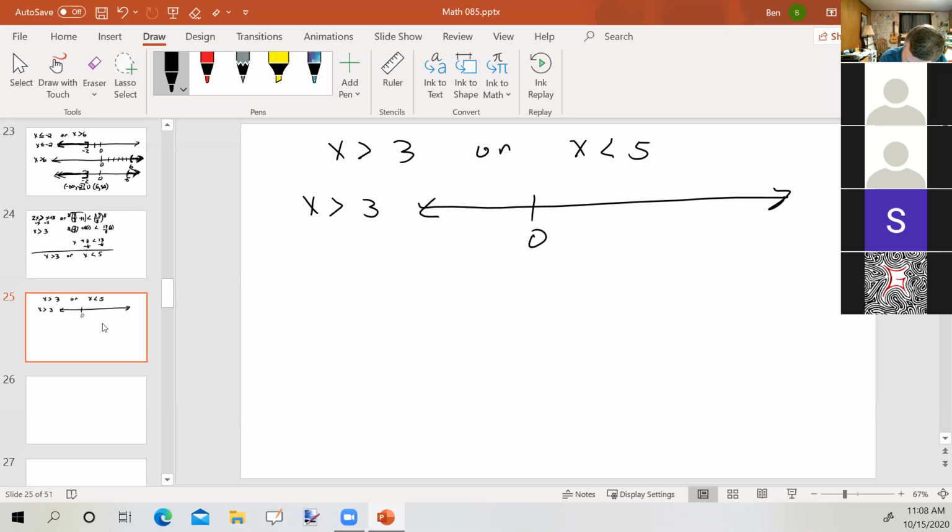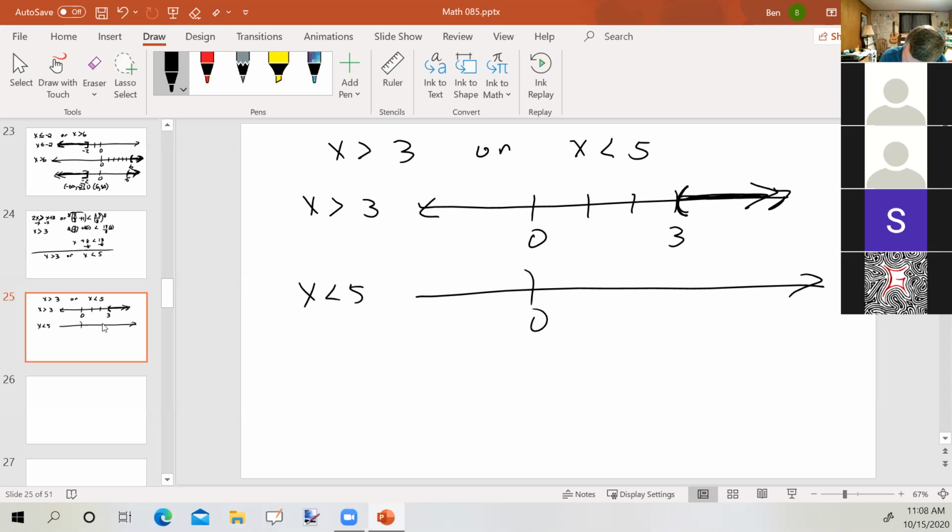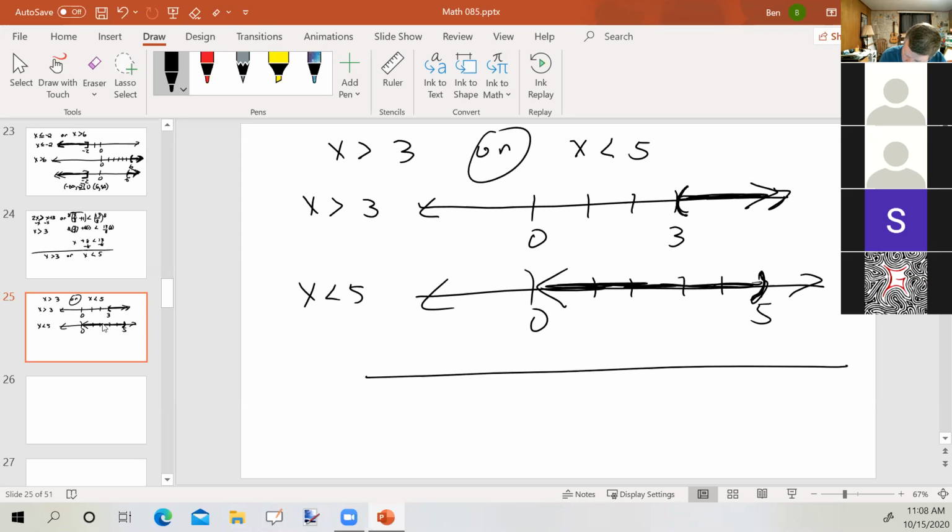Let's see, I'm going to put in 0, 1, 2, 3. So x is greater than 3. And then 1, 2, 3, 4, 5. x is less than 5. But we want the union. So what does the union look like?